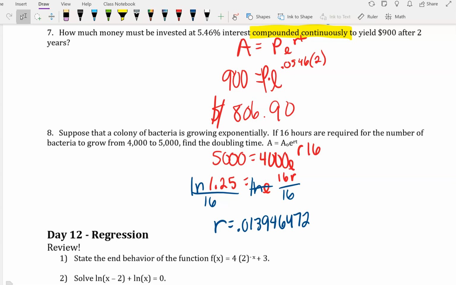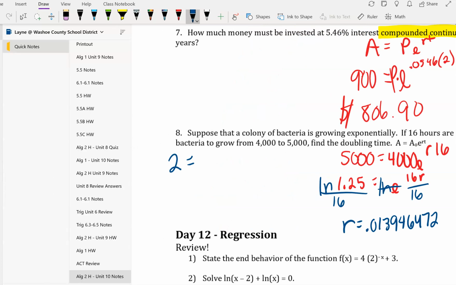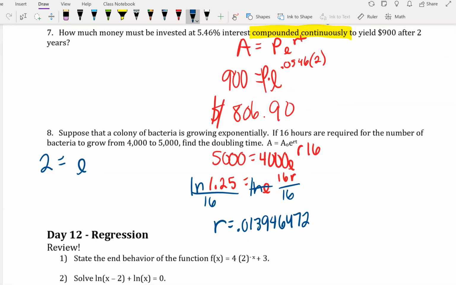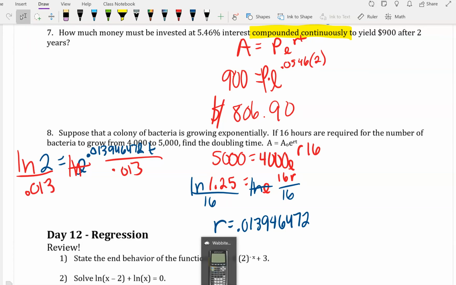Remember, if we want to see how long it takes something to double, we just put a 2 here times E to the, now that I know the R, I can put that here, 0.013946472 times T, because we're trying to find the doubling time. I'm going to natural log both sides. That's going to cancel out the E. Then I divide by that ridiculous decimal, 0.013. I'm not going to write it out, but I will when I type it into the calculator. And that will give me an answer for T.